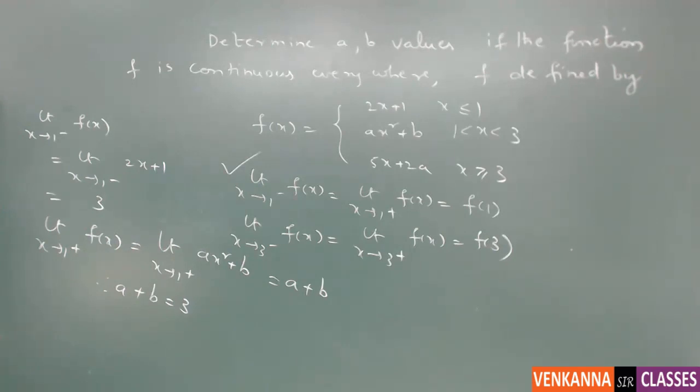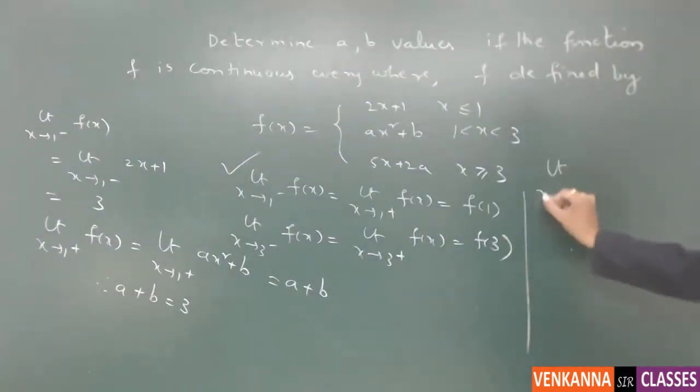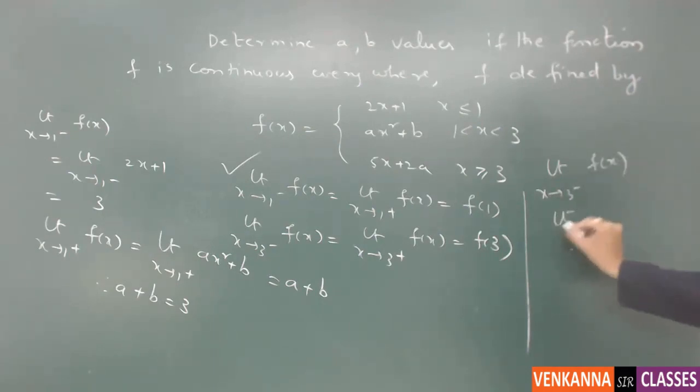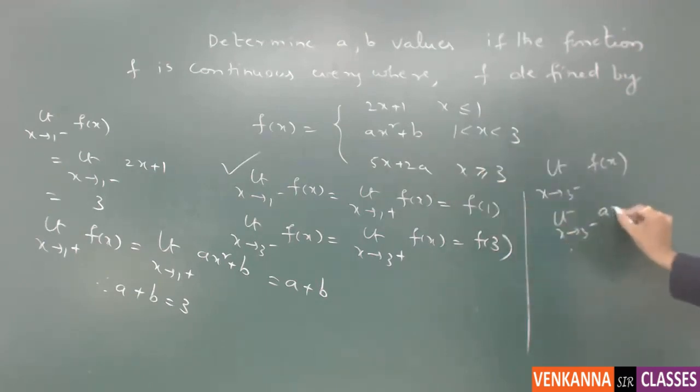So you do the same thing for this part also. So limit x tends to 3 minus f of x, if you consider. So limit x tends to 3 minus, for 3 minus you should take this function ax square plus b, this is equal to, at 3 minus, 9a plus b.